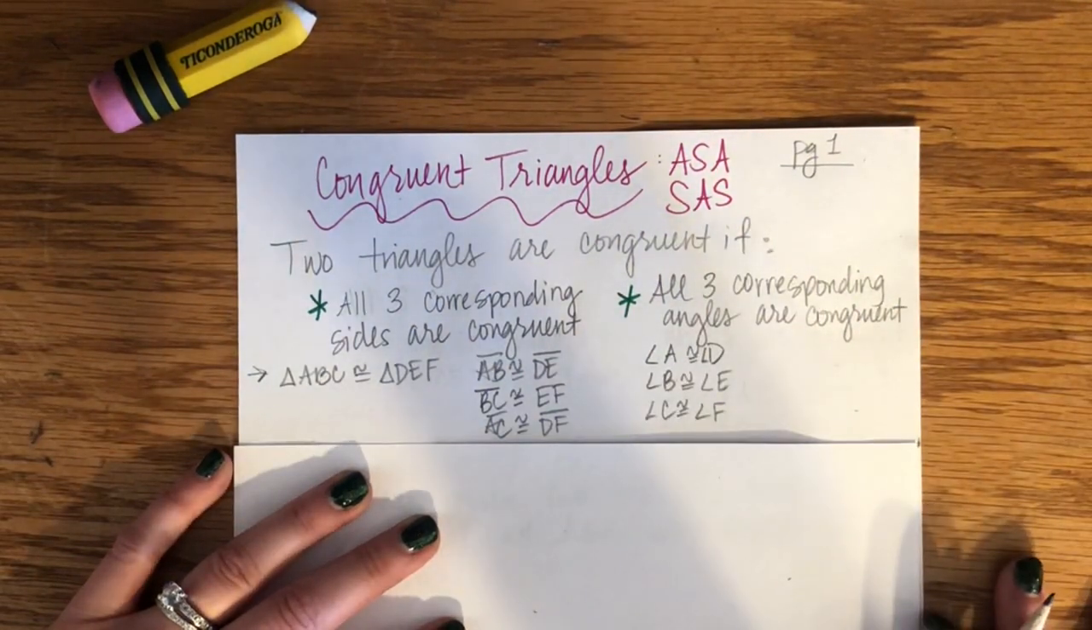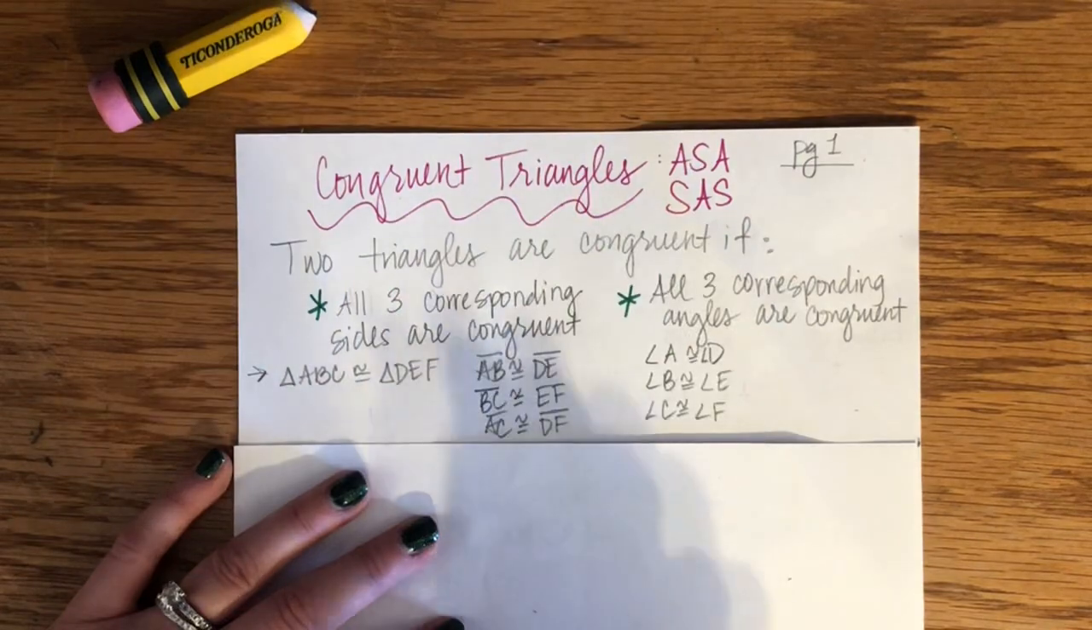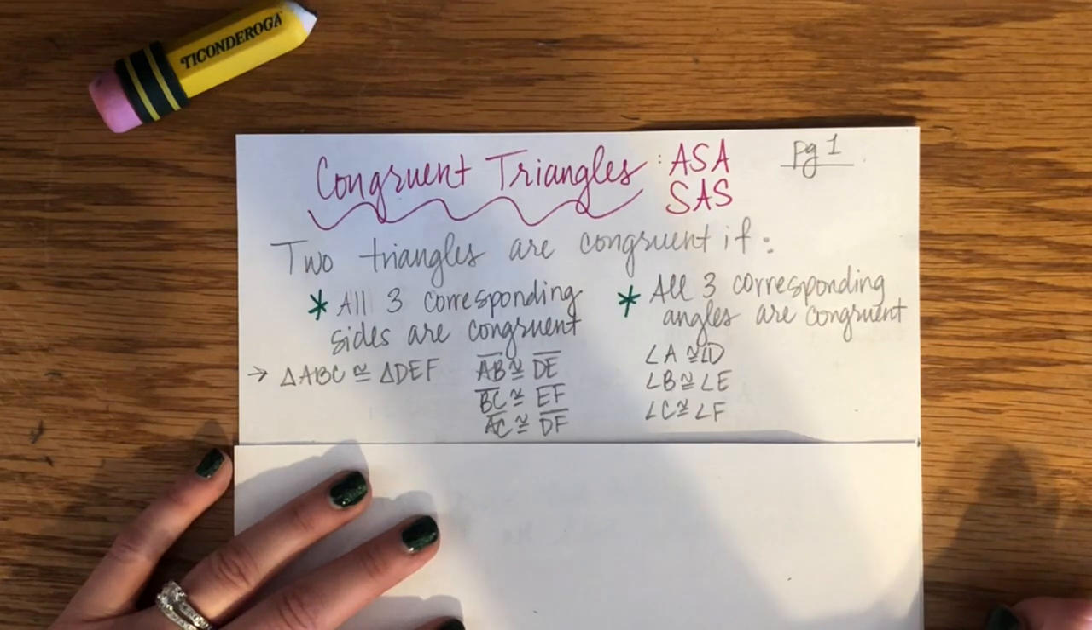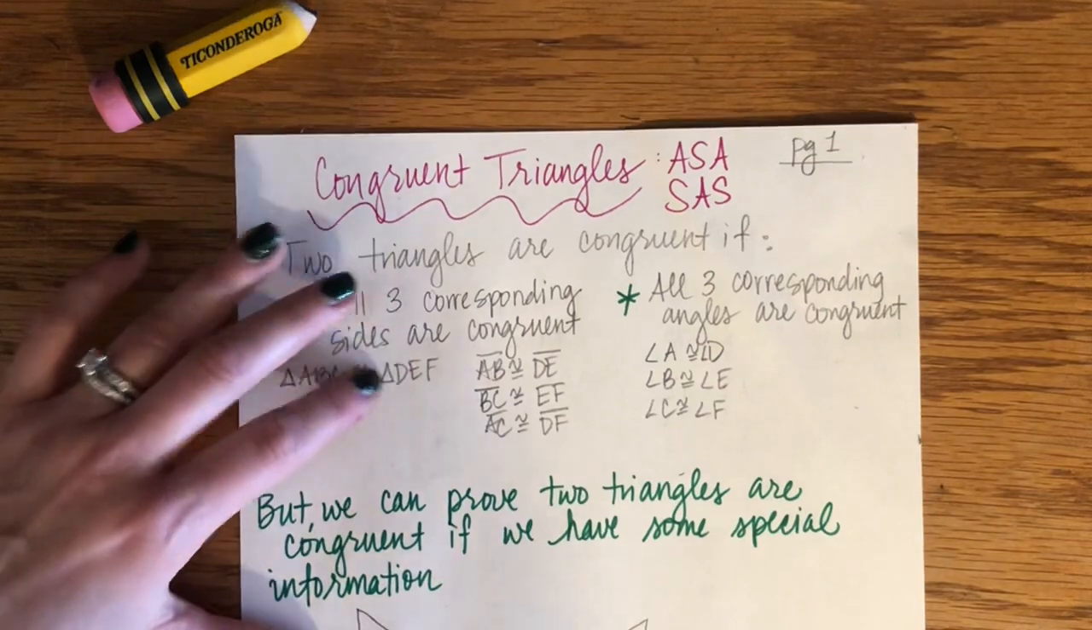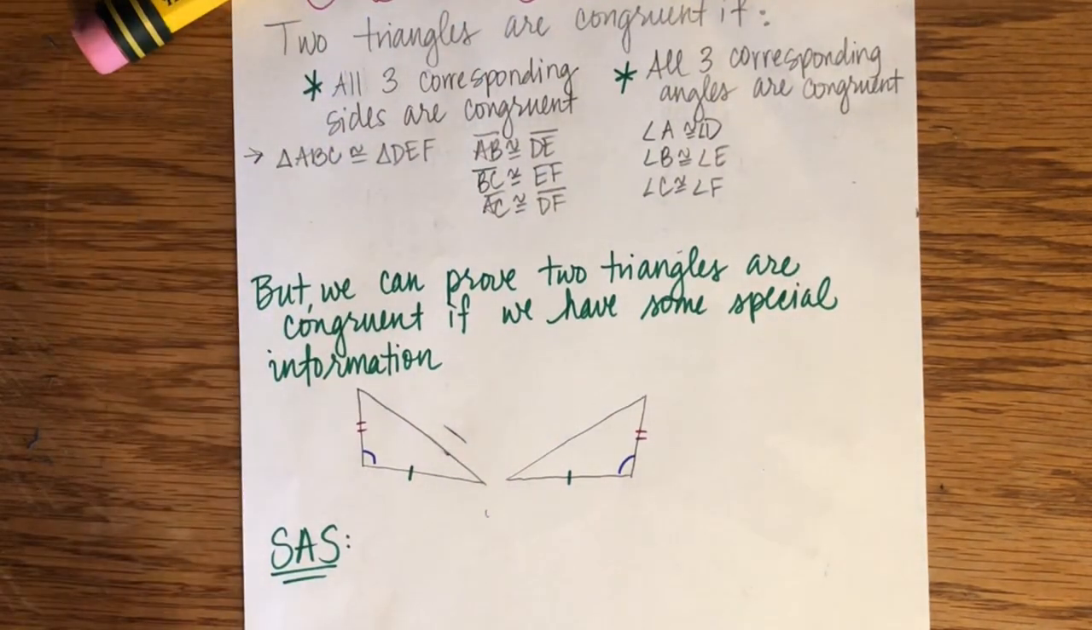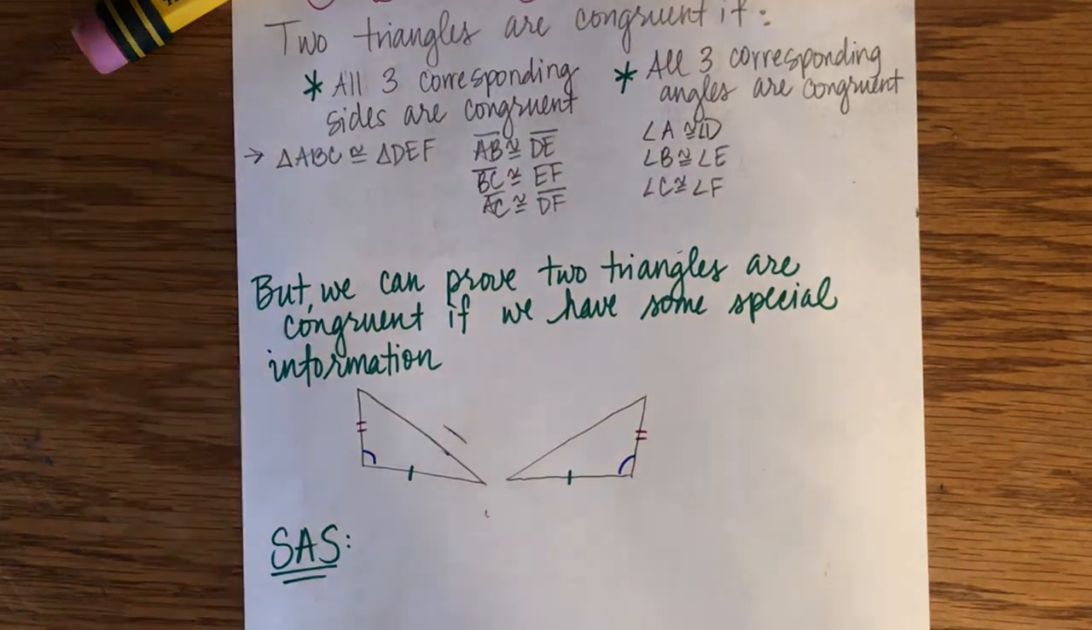That was kind of time consuming to have to write out 3 statements for the sides and 3 statements for the angles. So what we're going to look at today are some little shortcuts where you don't have to have 3 sides and 3 angles. So the first one we're actually going to start with, we can prove 2 triangles are congruent if we have some special information.